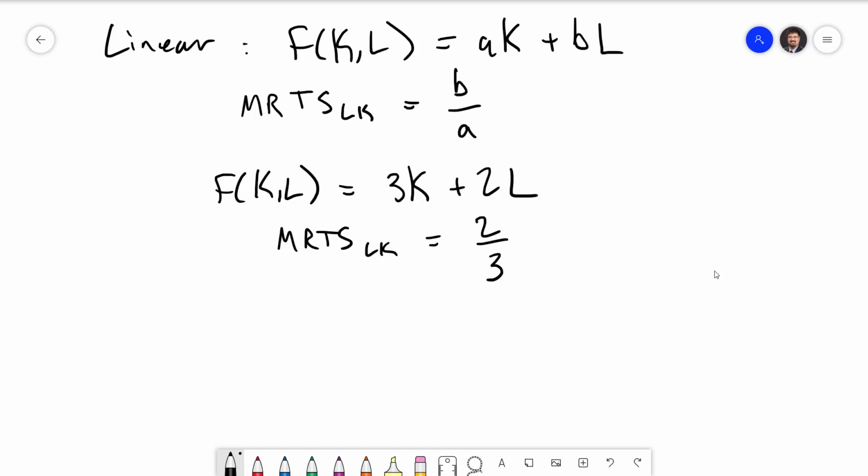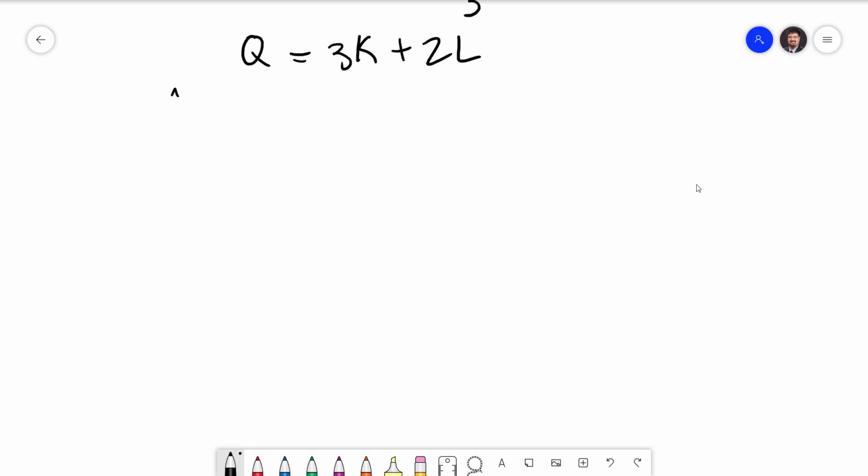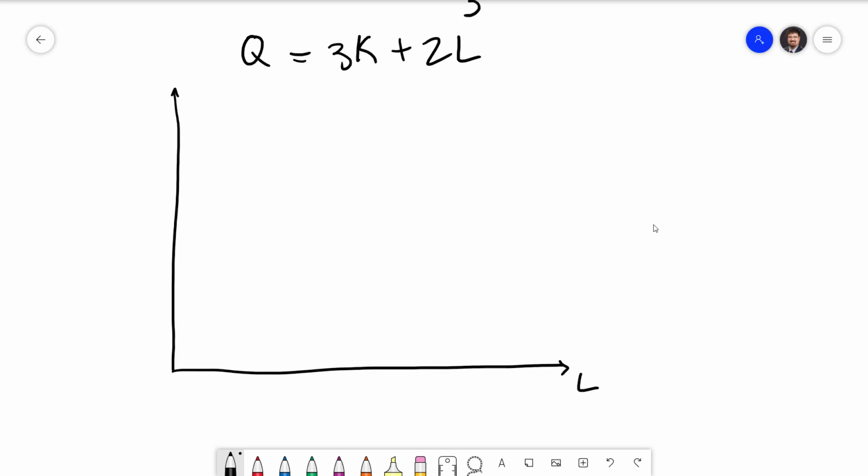Let's take a look at what our isoquants would look like. We have Q = 3K + 2L. We can then plug in whatever number we want for Q and then graph those isoquants. I'm going to draw a graph with L down here and K up here. Let's draw in a few different isoquants. Let's try Q = 30.